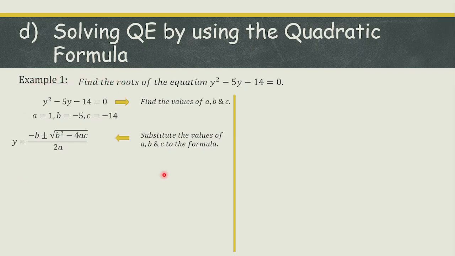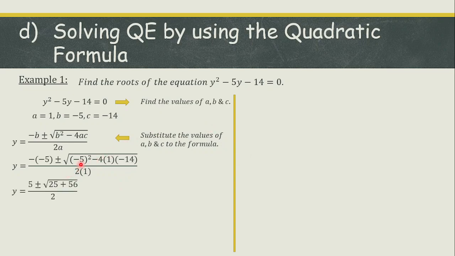Again, substitute the values of a, b, and c to the formula. So y is equal to negative times negative 5 plus or minus the square root of negative 5 squared minus 4 times 1 times negative 14, divided by 2 times 1.